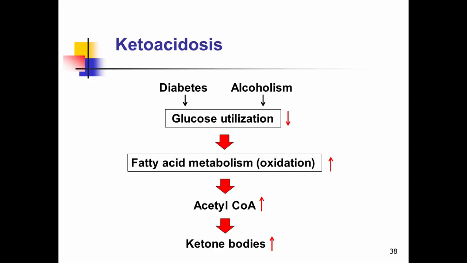So in general, under these two pathological conditions, glucose utilization inside cells decreases. This again promotes triglyceride mobilization and fatty acid oxidation, which generates a lot of acetyl-CoA and again produces lots of ketone bodies. Any questions about ketoacidosis? Okay.